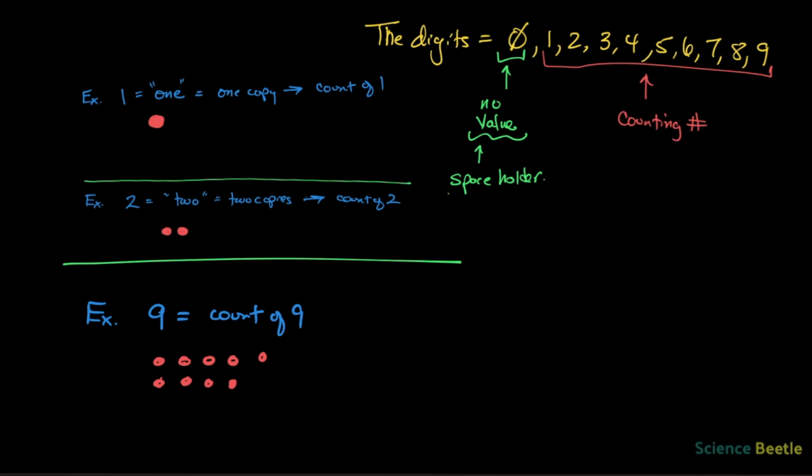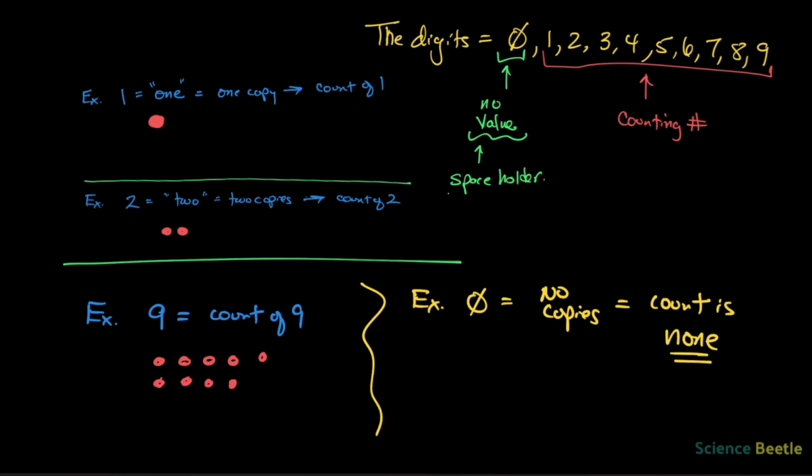They're used to count. Now, when we talk about the 0, let's separate this out here. The 0 has no value. So a 0 essentially means that there are no copies. The count here is none, representing that there is no object for you to count. It's the absence of any count or significant number.